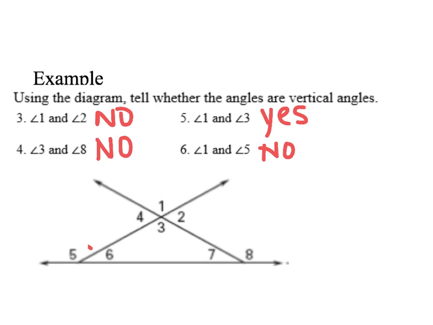The only vertical angles actually in this picture are 1 and 3 that we already identified, and 2 and 4. Those are the only vertical angles in the picture.